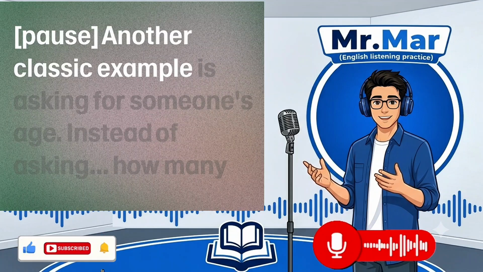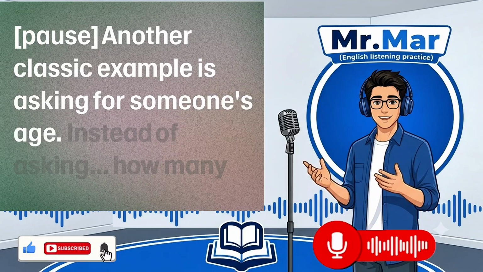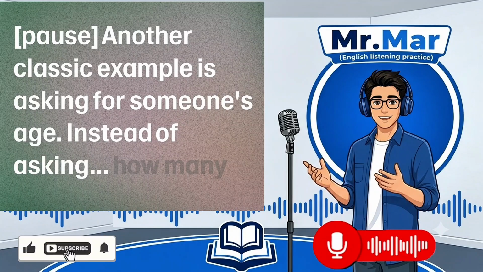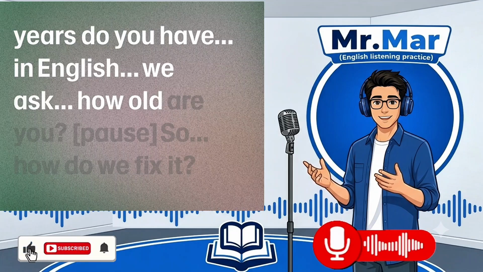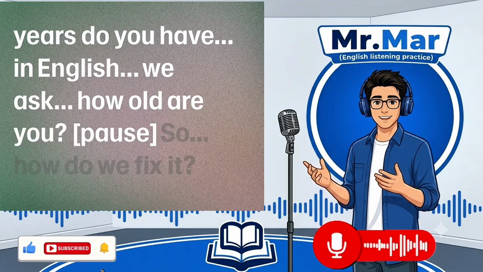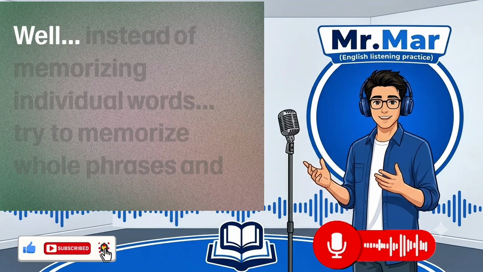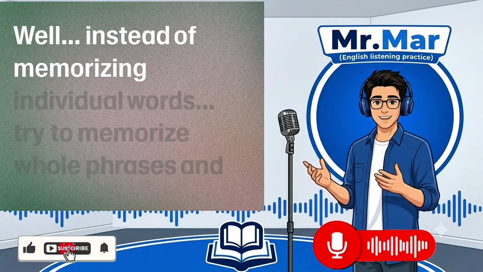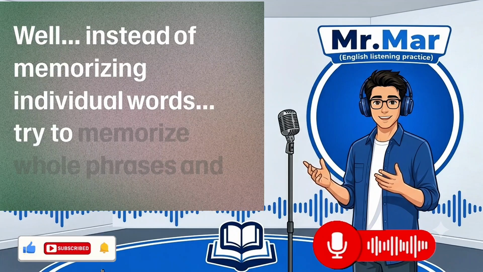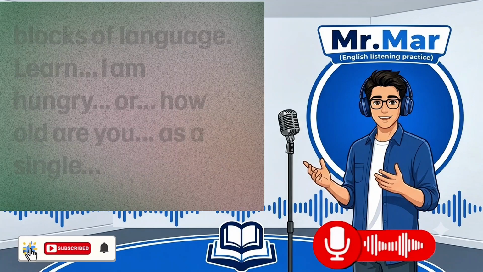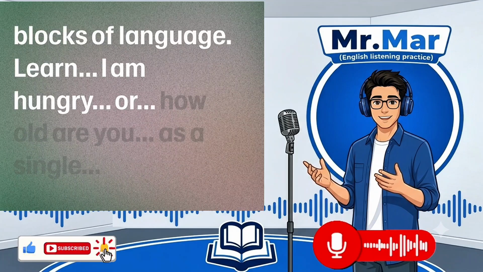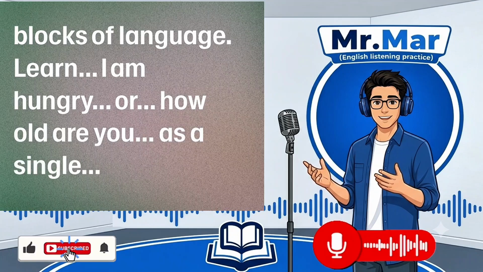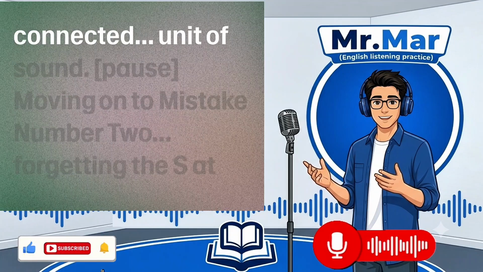Another classic example is asking for someone's age. Instead of asking, "How many years do you have?" in English, we ask, "How old are you?" So, how do we fix it? Well, instead of memorizing individual words, try to memorize whole phrases and blocks of language. Learn "I am hungry" or "How old are you?" as a single, connected unit of sound.